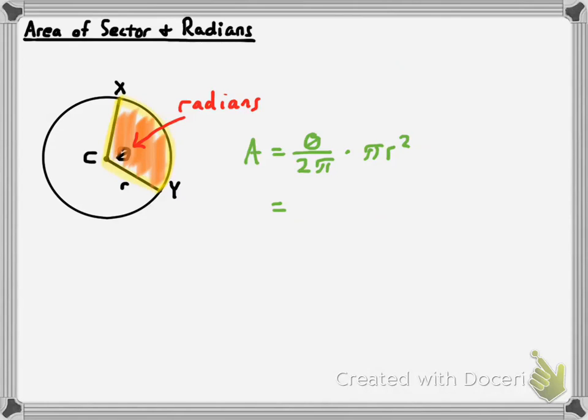Now this formula too will simplify a little bit. You notice that the pi in this denominator will cancel with the pi from the pi r squared. And so the formula becomes like this. The area of a sector is r squared times theta, the central angle measured in radians, divided by 2. Always make sure though, if you're using this formula, that the central angle is in radians. Won't work otherwise.